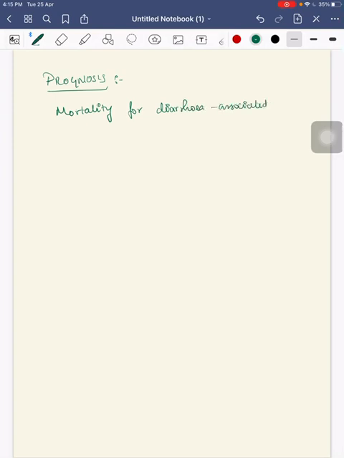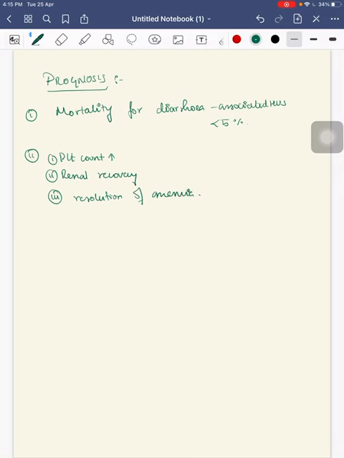Prognosis is mortality rate for diarrhea associated HUS. So, mortality for diarrhea associated HUS is less than 5%. First, platelet count increases. Next is the renal recovery. Third is resolution of anemia.